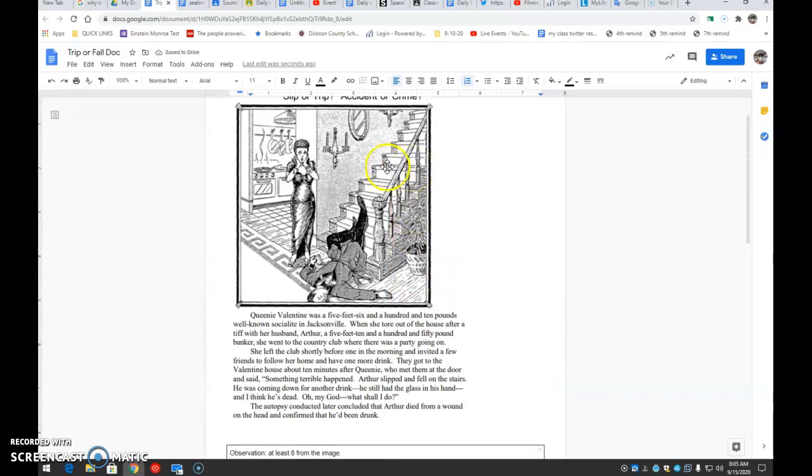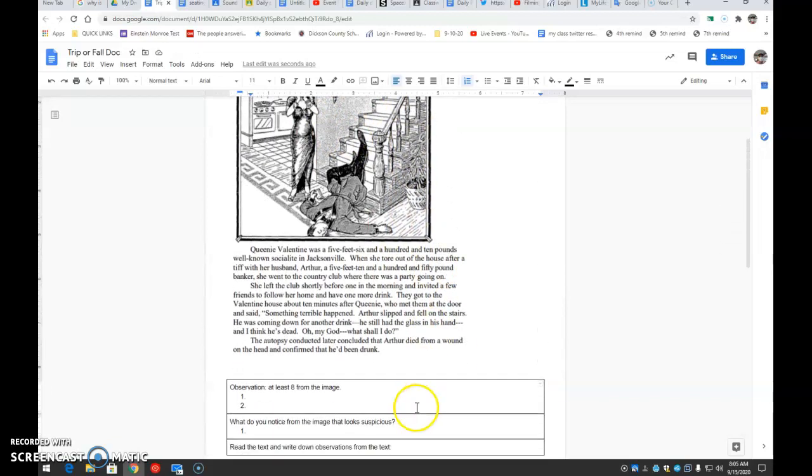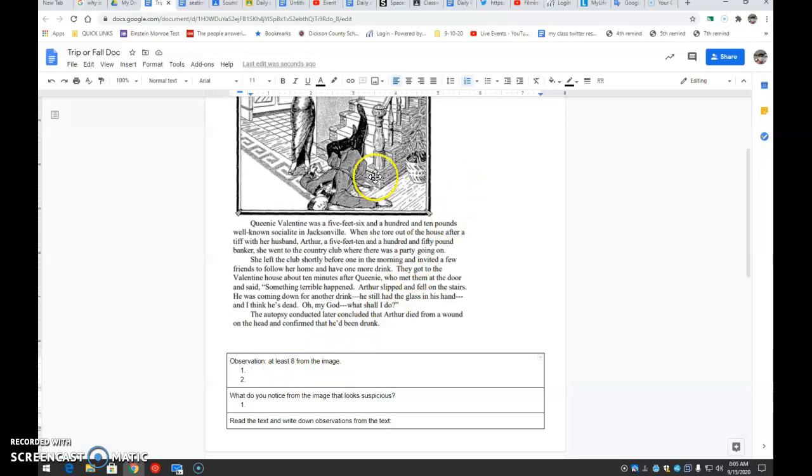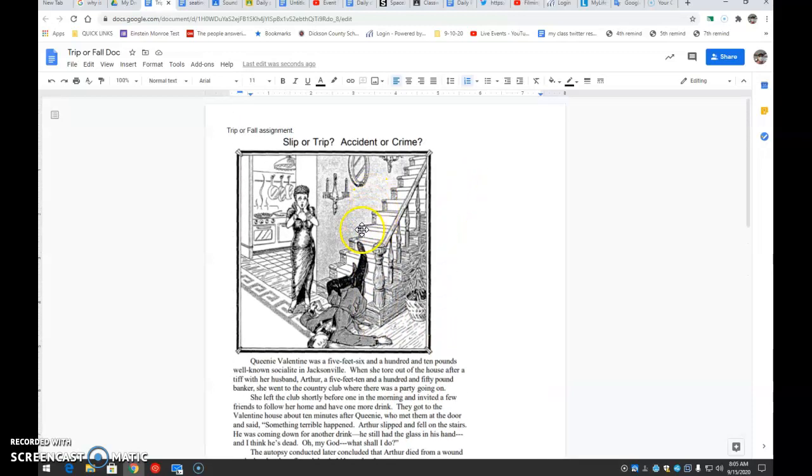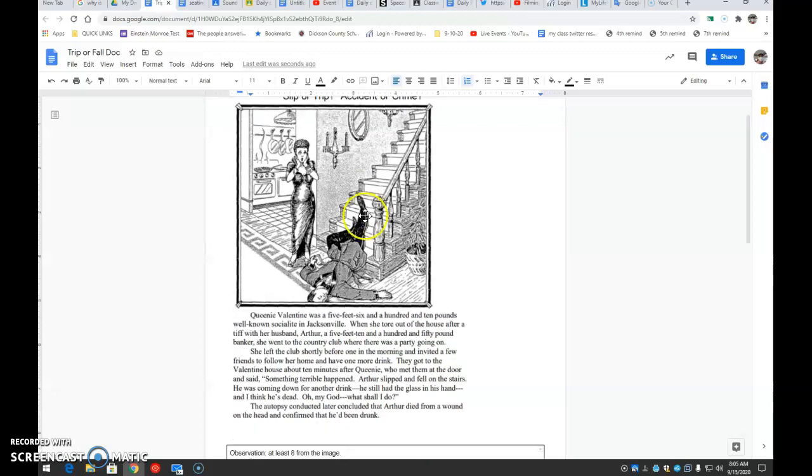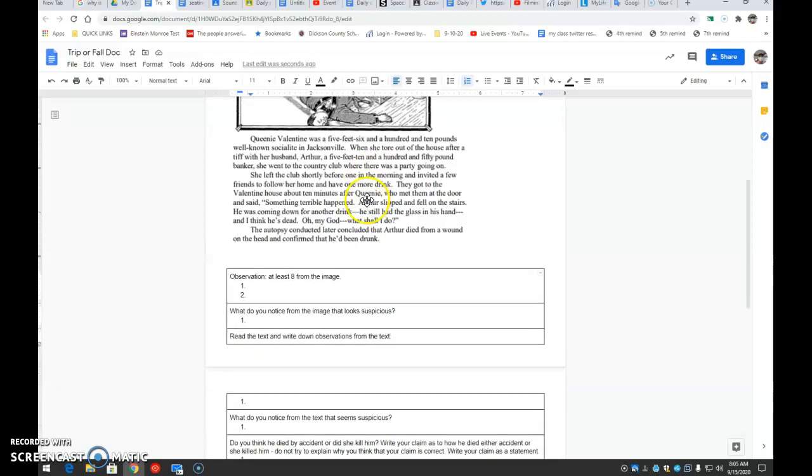So the first thing you're going to do is you're going to look at this image here, and in this first box you're going to write down at least 8 observations you make from that image. You can definitely have more than 8. An A student would go beyond 8.